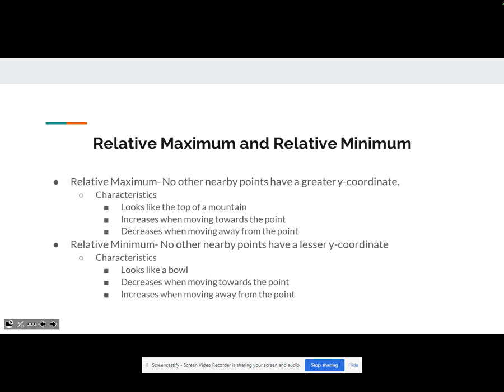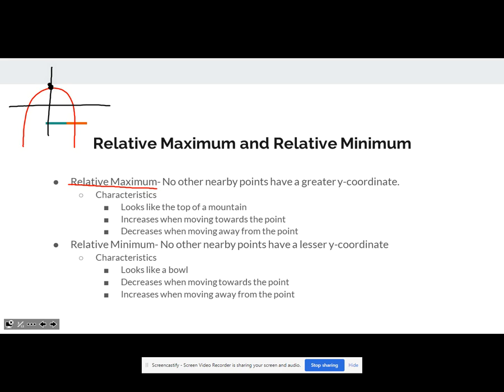So a new idea we're going to introduce today is the idea of a relative maximum and a relative minimum. So a relative maximum is where there are no other points nearby that have a greater y coordinate. So I'll do relative maximum in red here. That means we've got some sort of graph that could look something like this. We'll call this the y-axis and this the x-axis. This point right here would be what's known as a relative maximum, because no other y point is greater than this point.